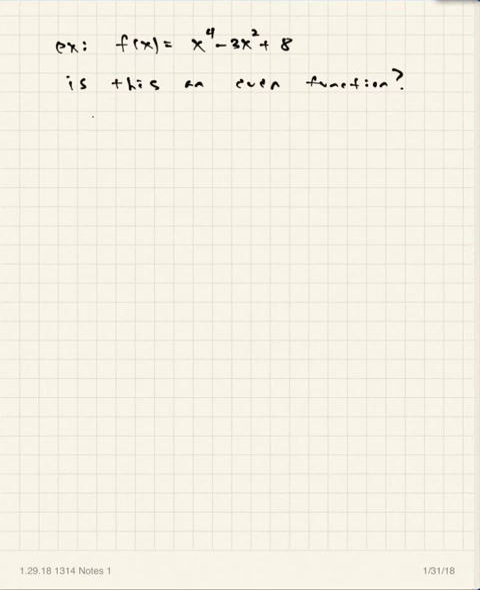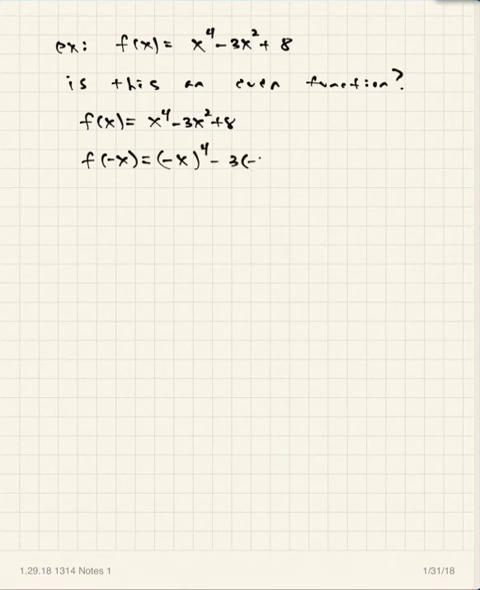Right, and so what we do is we look at f of x, and we look at f of negative x. So f of negative x, every place we see an x, we substitute negative x in its place. And when you raise these negative x's to even powers, they all become positive. And so you end up with x to the 4th minus 3x squared plus 8. You end up with the original function back. And so the answer here, is this an even function? Yes, it is, because you end up with the same thing.